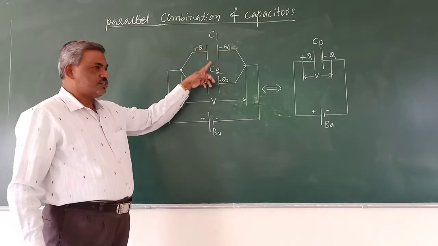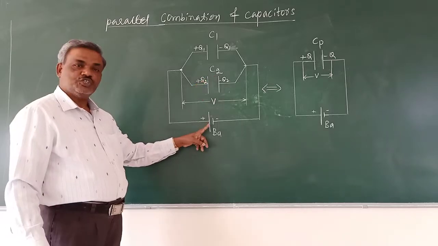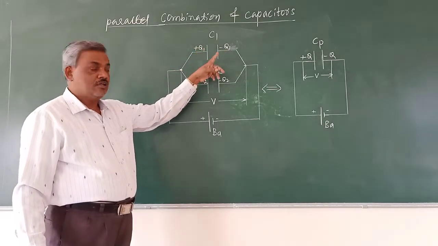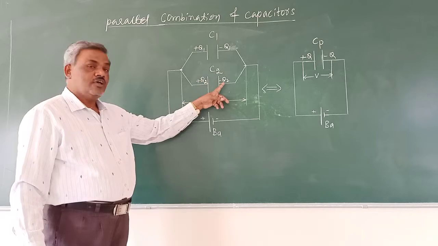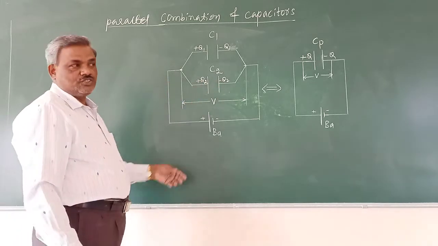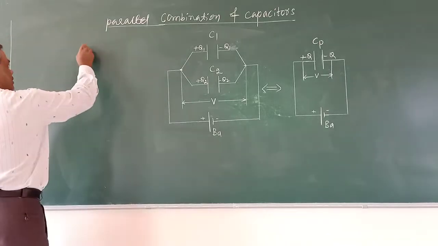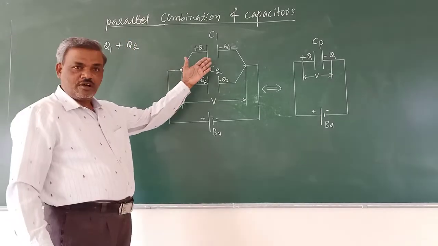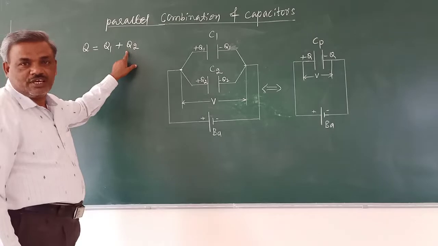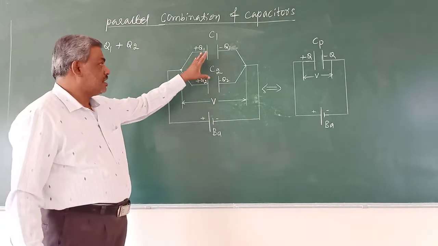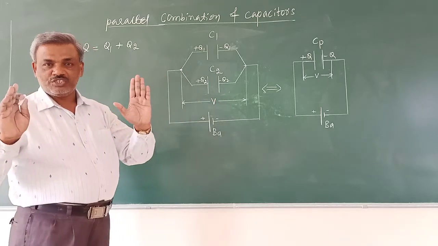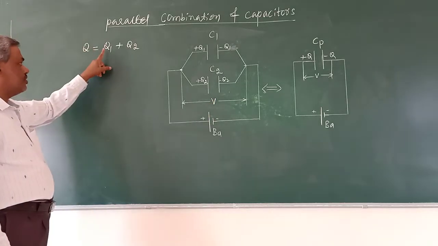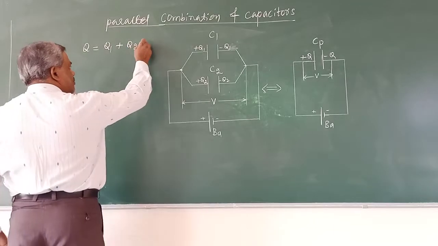Now the two capacitors get charged with the help of battery potential. The first capacitor may be charged plus Q1, minus Q1. Second capacitor charged plus Q2 and minus Q2. The total charge on the combination equals sum of the charge on each capacitor. And V is potential difference across the combination. In parallel combination, potential difference across each capacitor is same. Now the total charge Q equal to Q1 plus Q2. This is equation number 1.